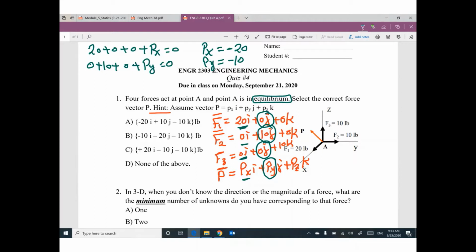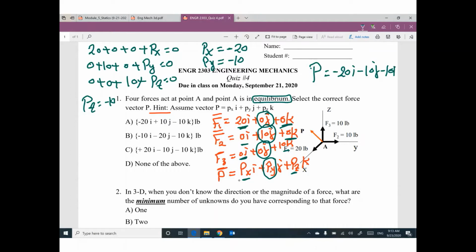Summation of all Z components equals 0. So we have 0 plus 10 plus PZ equals 0. So PZ will be negative 10. That means your final force P will be negative 20 I, negative 10 J, and negative 10 K.